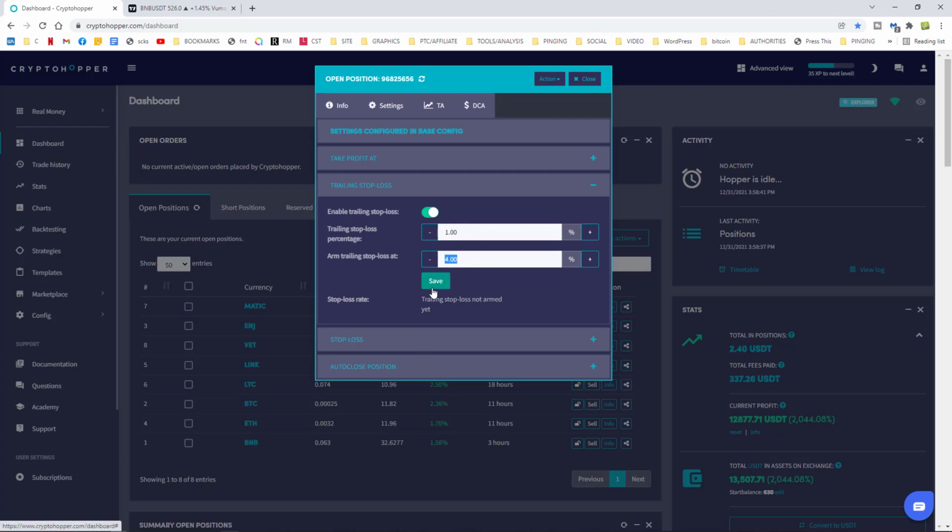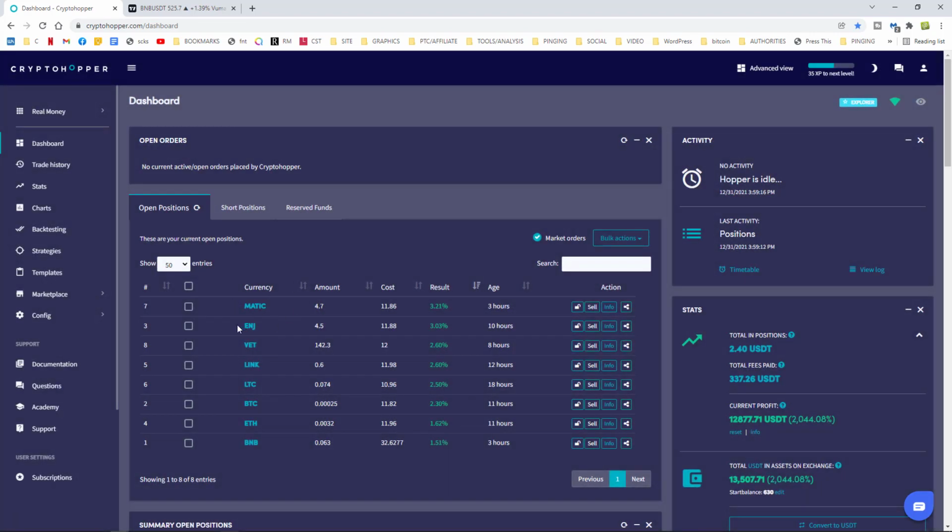So you can tweak these individually. You can say, right, I want this one. What is it? Is it Matic? Yes. I'm going to change that to 7.5. I think Matic will go up to 7.5% in profit, easy. And I'm going to say, right, 2.5% drop. So if it goes to 7.5 and then immediately starts dropping and gets back down to 5%, it will sell. And I might think that's good for Matic.